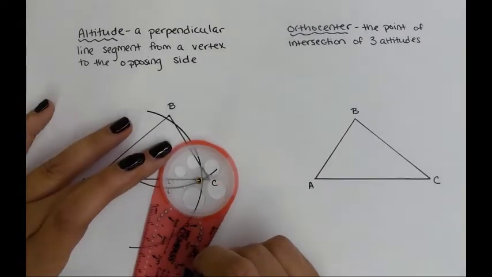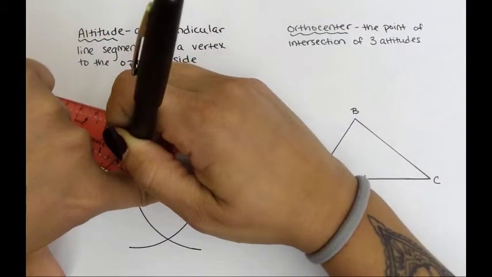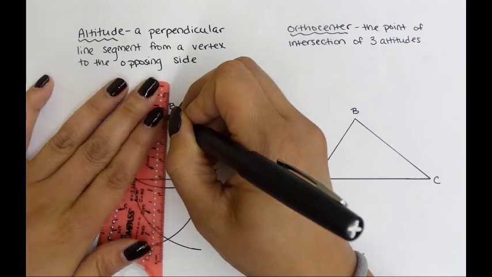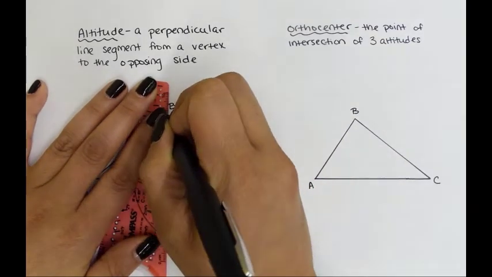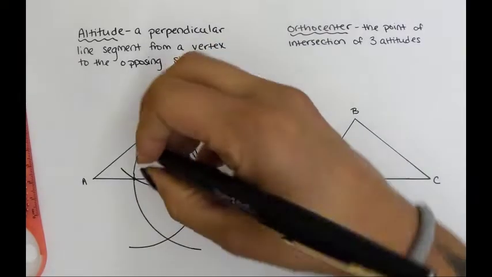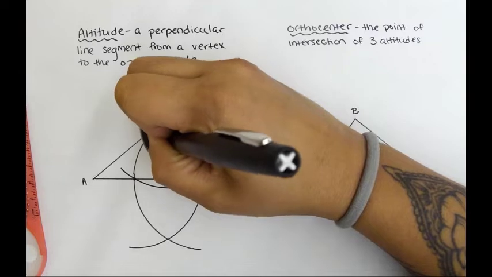Keeping the same radius, move the eye to the other point of reference and draw a second arc that intersects the first. Now you're going to line up vertex B and you're going to draw a line straight down. This will now give you your altitude.